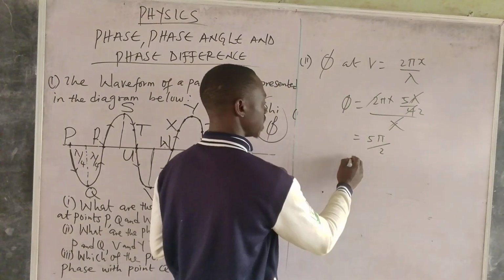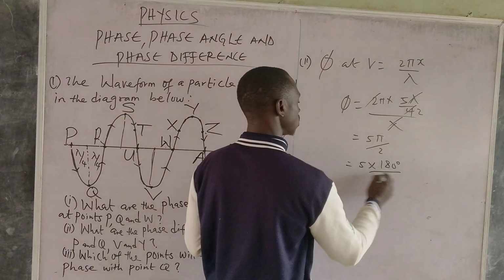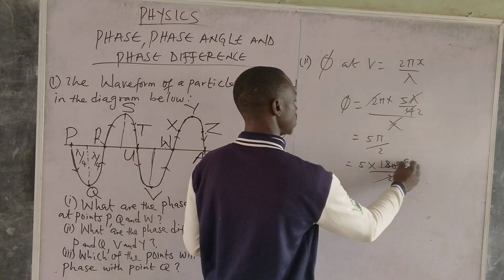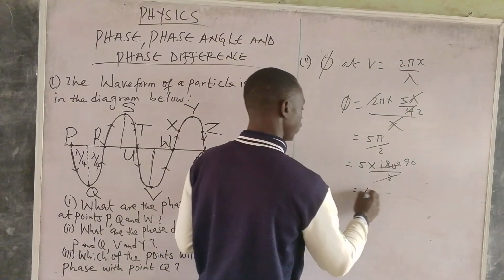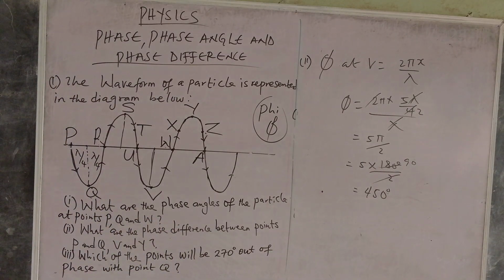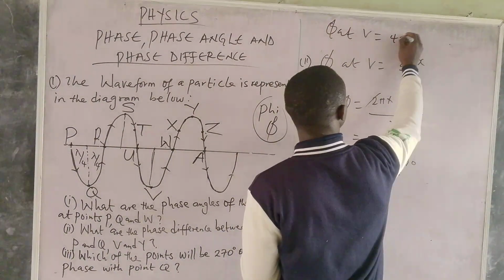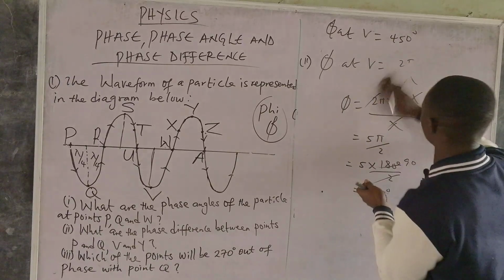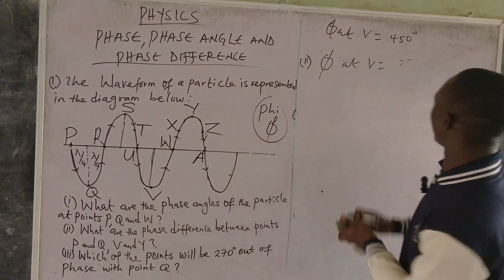Okay, lambda takes care of lambda, 2 takes care of 4, that's 2 here. What is pi again? Pi in radians is 180 degrees. So 180 over 2 is 90, and then 90 times 5 is 450 degrees. So that is the phase angle at point V. So phi at V equals 450 degrees. So we keep that one.